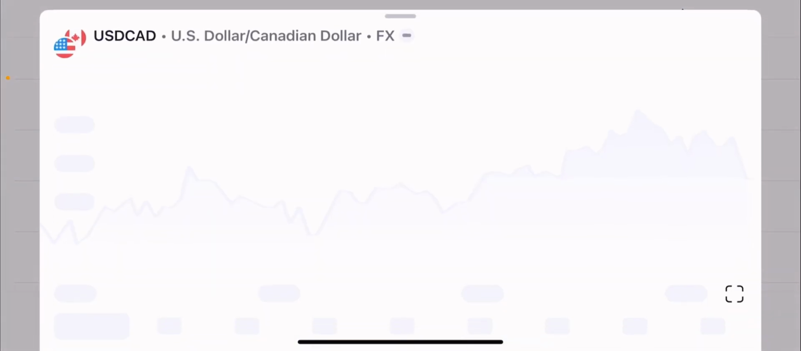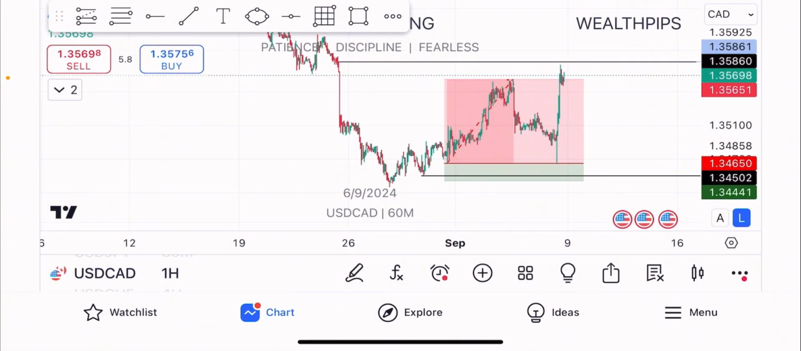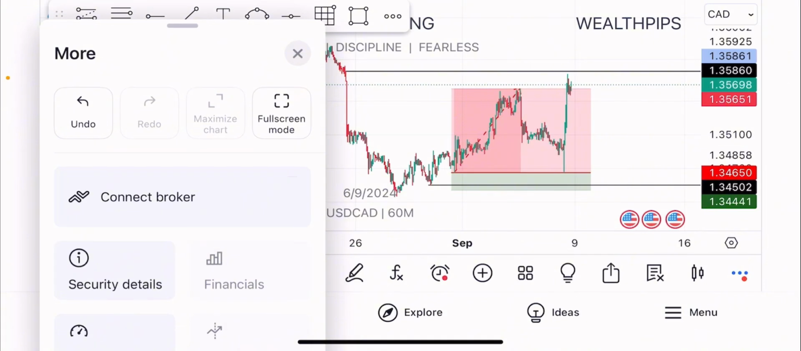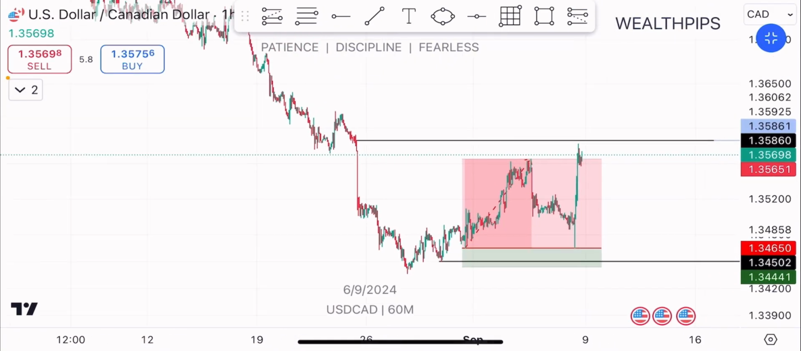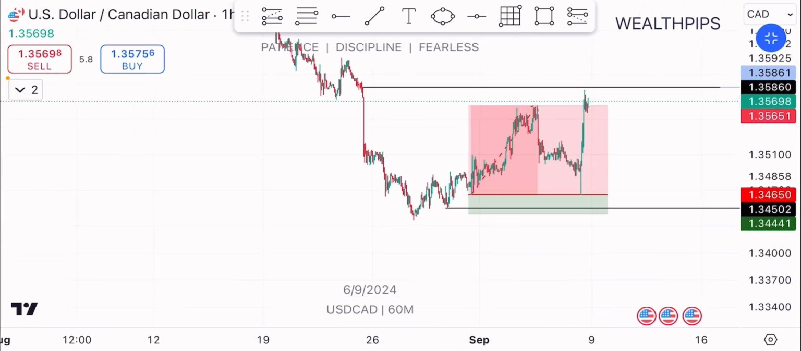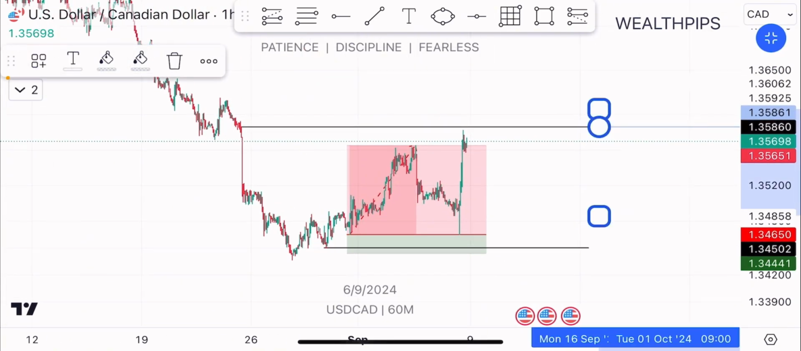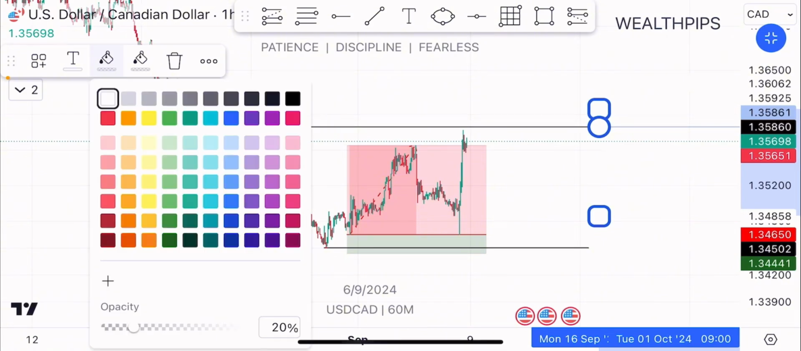And so we'll talk about how I traded USD CAD this week. A lot of you guys that have been following me already know how I trade. My strategy is very simple, it's not complicated, and you can see I trade very easily.